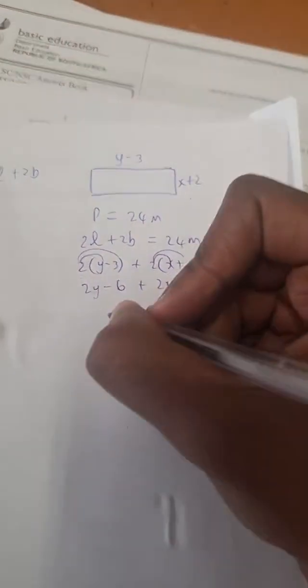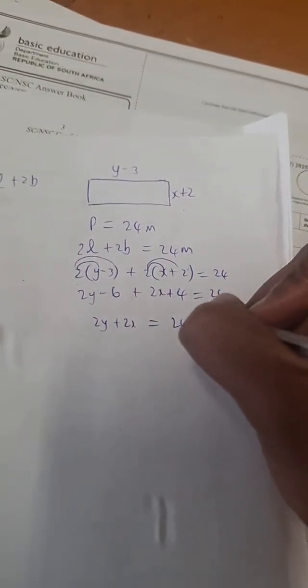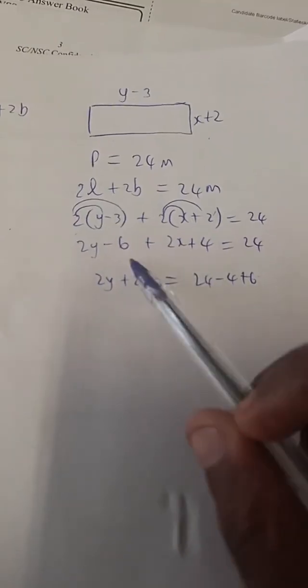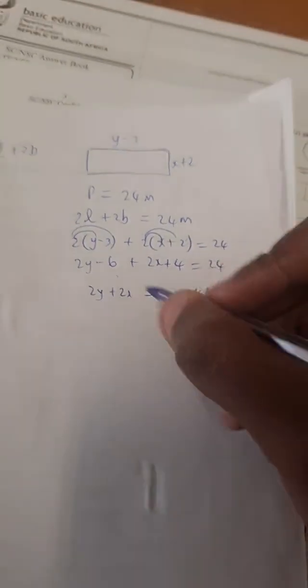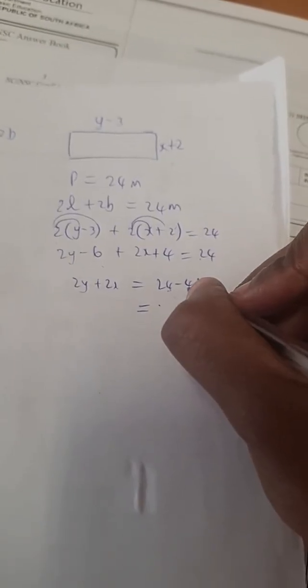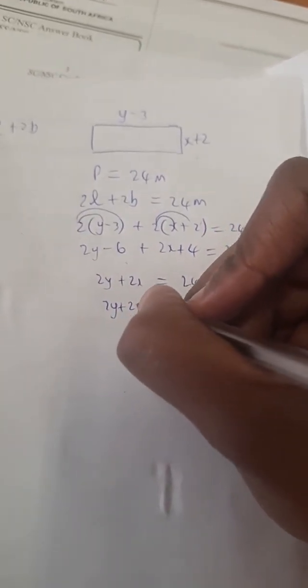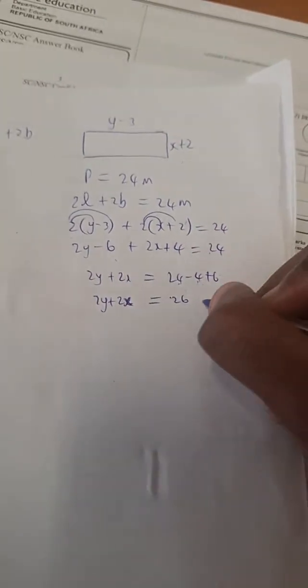So in terms of x and y, 2y plus 2x is equal to 24 minus 4 plus 6. You transpose the 4, it becomes negative 4. You transpose the negative 6, it becomes positive 6. So what do you get? 24 minus 4 is 20. 20 plus 6 is 26. So 2y plus 2x is equal to 26. This will be my first equation.